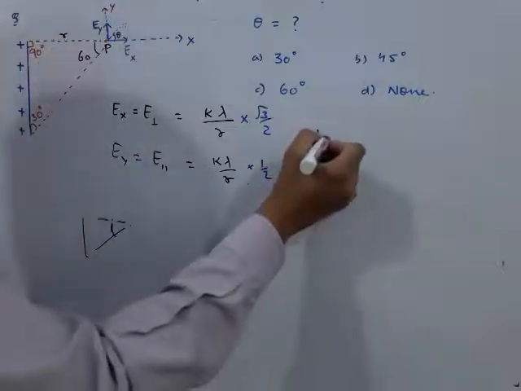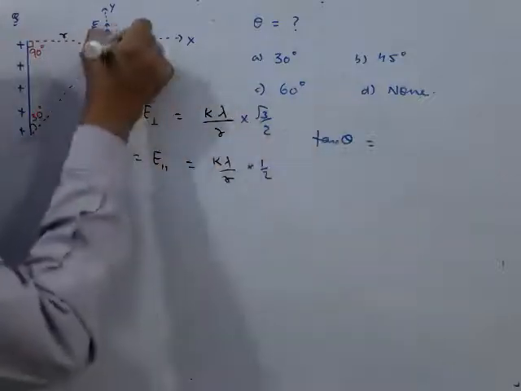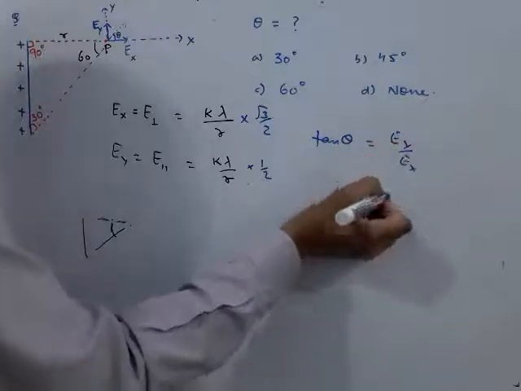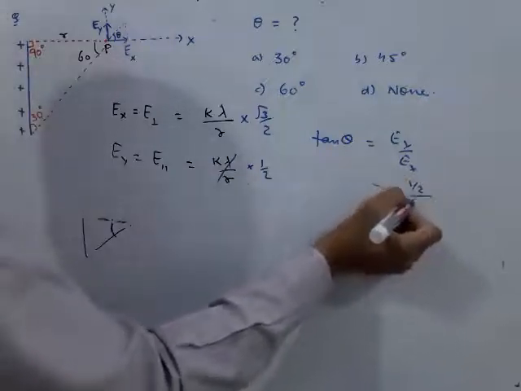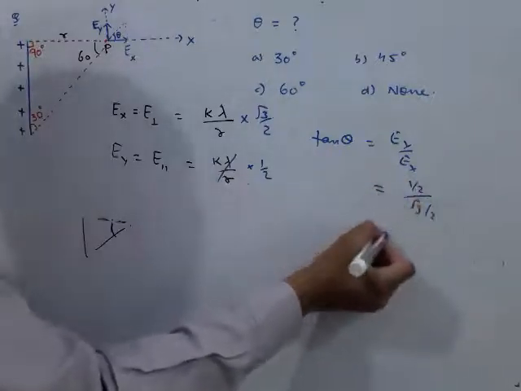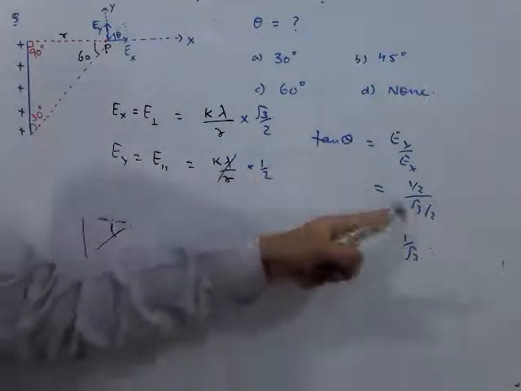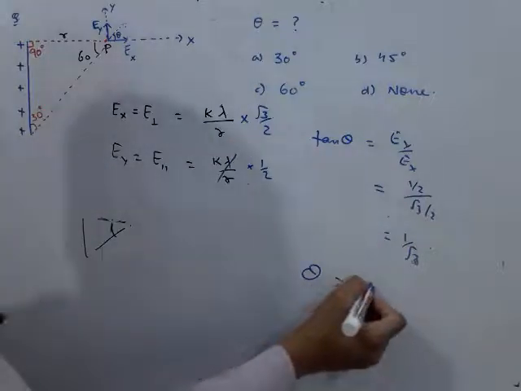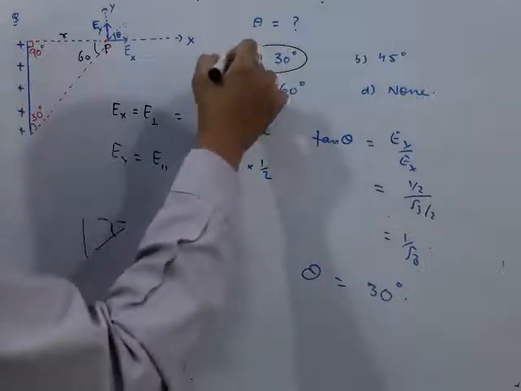Now we have to find this angle theta. It's clear that tan of that particular angle theta is y component by x component. That is Ey upon Ex. Now what will be Ey upon Ex? If you divide these two, k lambda by r will cancel. We will be left with half upon root 3 by 2. So 2 will cancel. We will be left with 1 by root 3. What value of theta satisfies this relation that tan theta is 1 by root 3? So theta must be equal to how much? 30 degree. So our first option is the correct answer to this particular question.